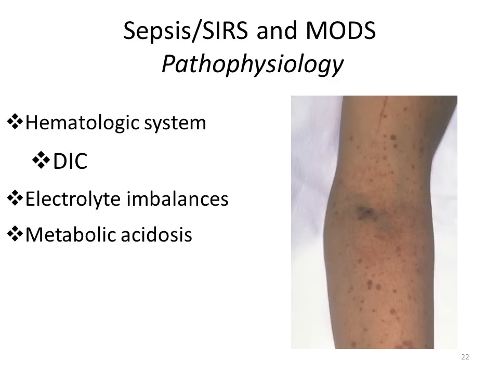The hematologic system. So in the hematologic system, we're going to talk about DIC in a minute, disseminated intravascular coagulation. But right now, let's talk about some electrolyte disturbances and why we might have some of those electrolyte disturbances.